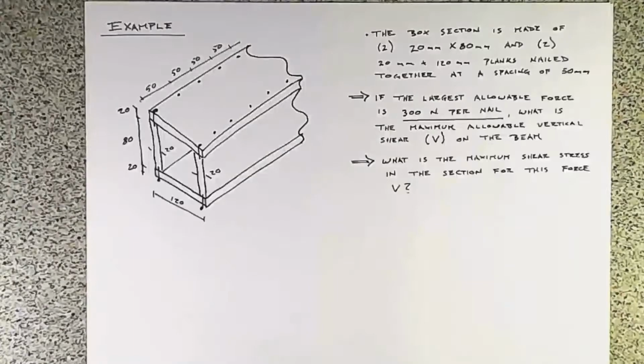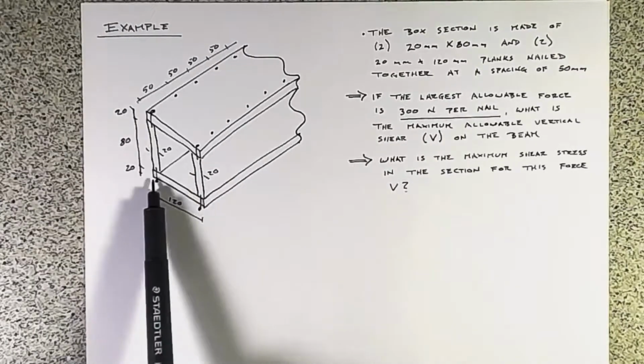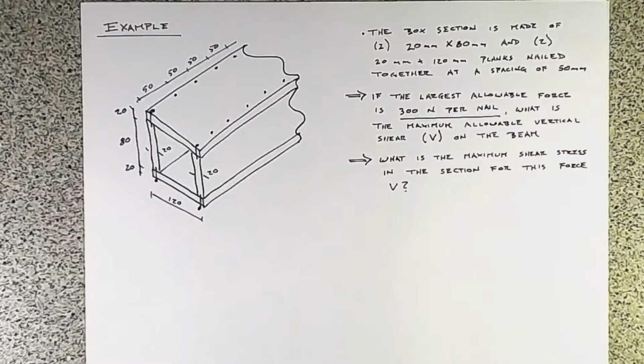This is our second example looking at shear flow. It's another beam made of multiple pieces which have been nailed together. Our last example was an I section. This is a box section. You can see we've got the two web members and then nailed top and bottom at each of those.